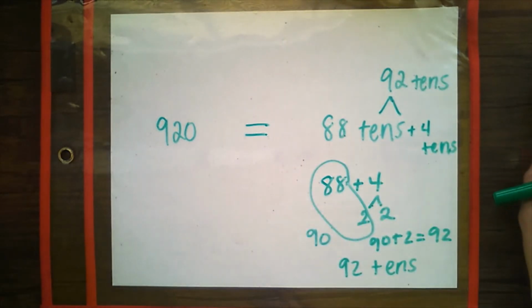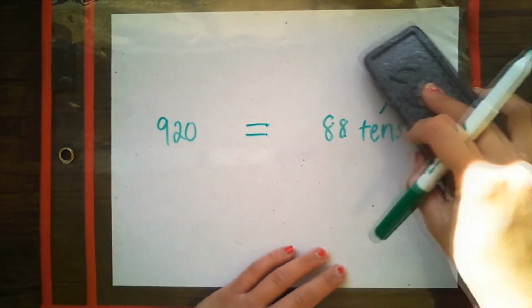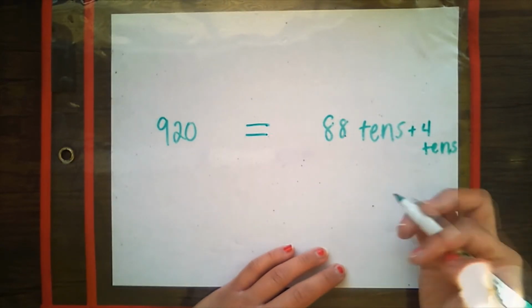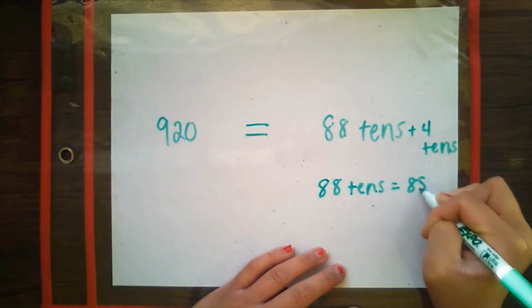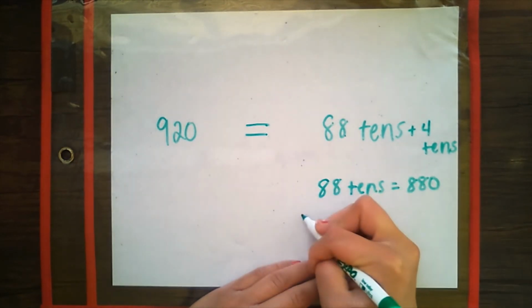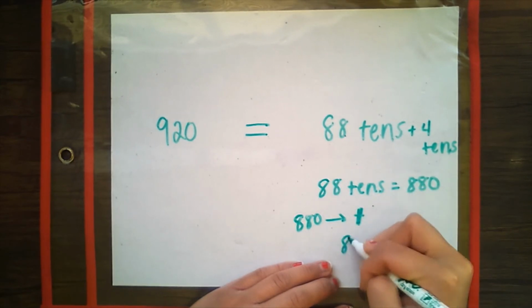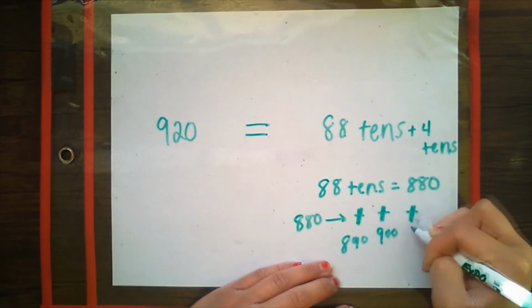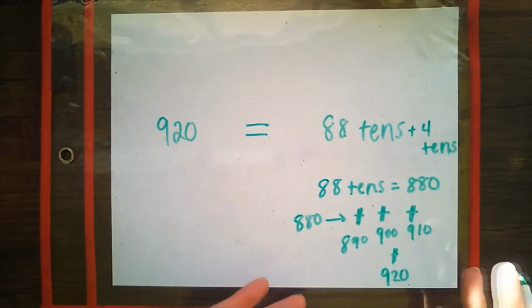One way that we can confirm that, so I'm going to erase this, is by changing our unit of 88 tens to 880, because we know that 88 tens equals 880. And so we can go 880, 890, 900, 910, and then 920. Hooray!